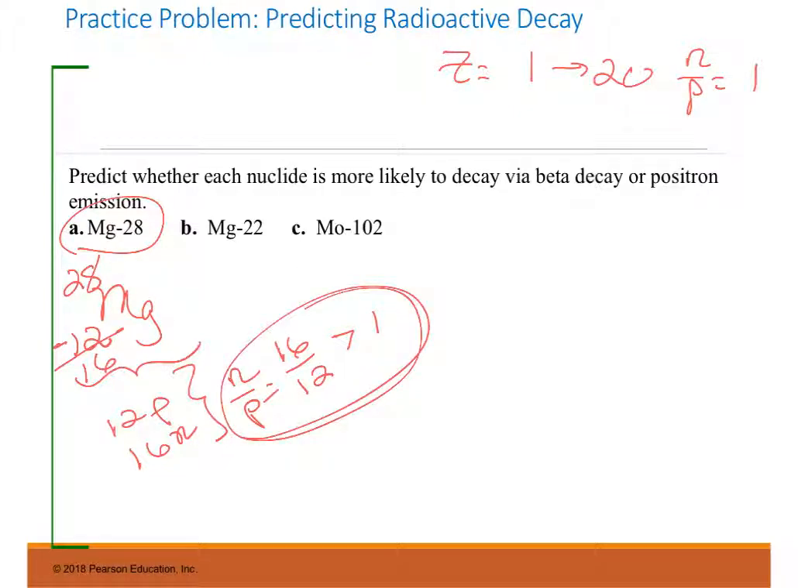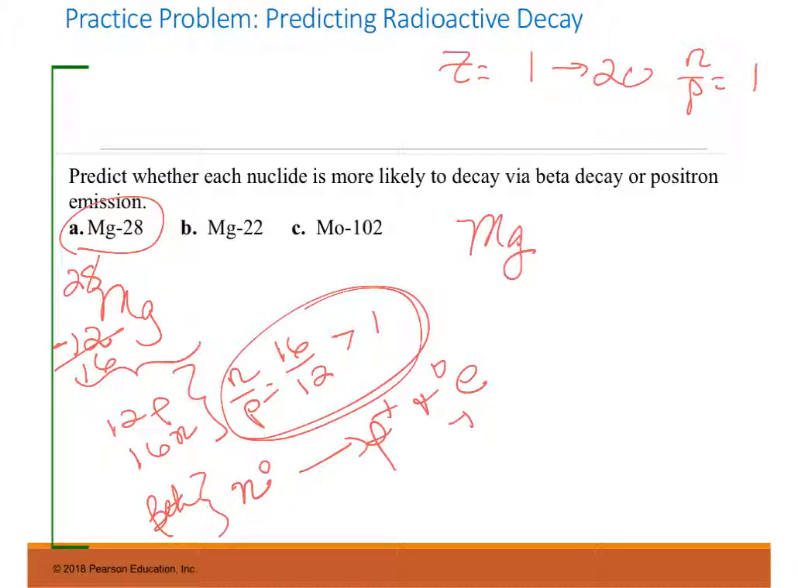So what does something do if it has too many neutrons? It undergoes beta decay. And that means you take one of the neutrons and it decomposes into a proton and a beta particle, which is an electron. So let's draw out what that would be.